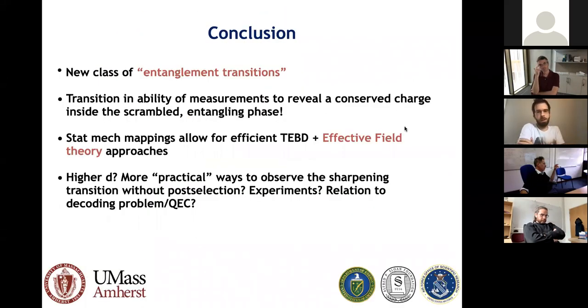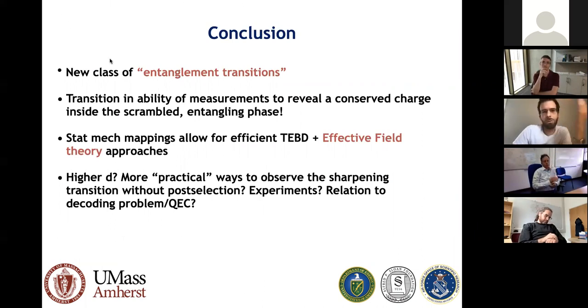So let me skip my next couple of slides and just jump to the conclusions, so we can have questions. I've presented a new type of measurement-induced phase transition. Well, maybe not so new anymore. Originally people thought of them as entanglement transitions, since they're very closely related to entanglement, but they really show up in different quantities. In particular, I think the charge-sharpening transition that I sketched in the end has to do with the ability of measurements to reveal a conserved charge. In some way, it's a lot more natural and maybe simpler.